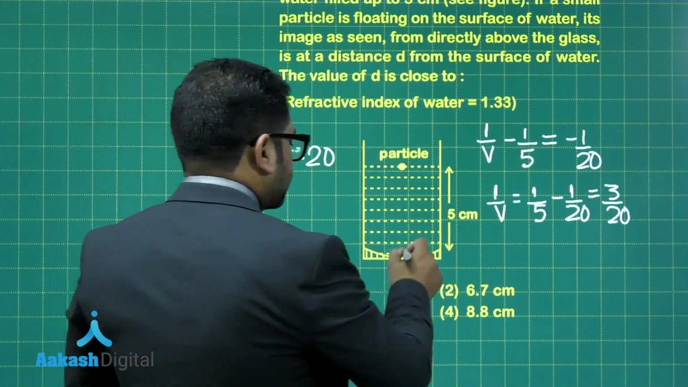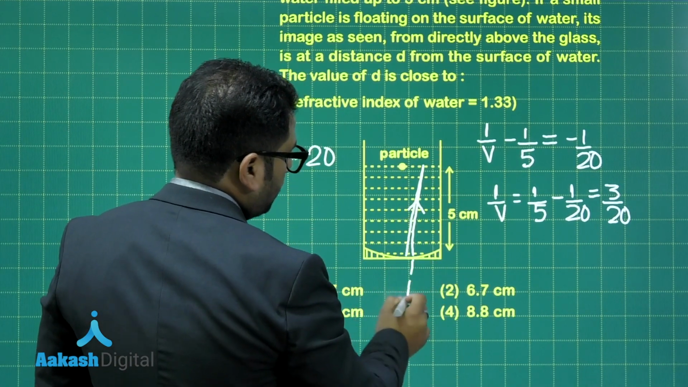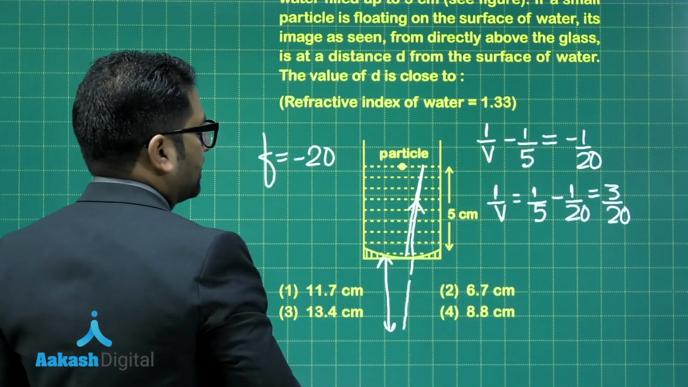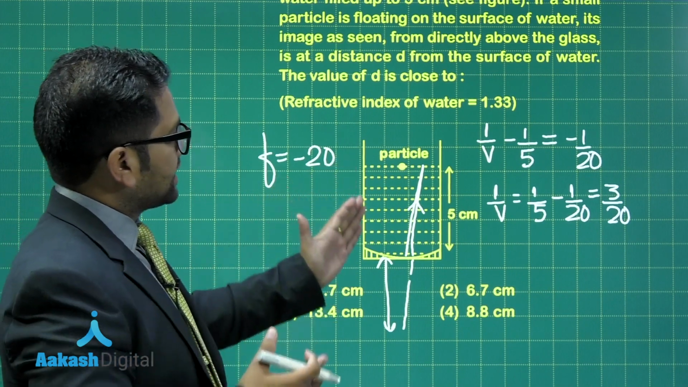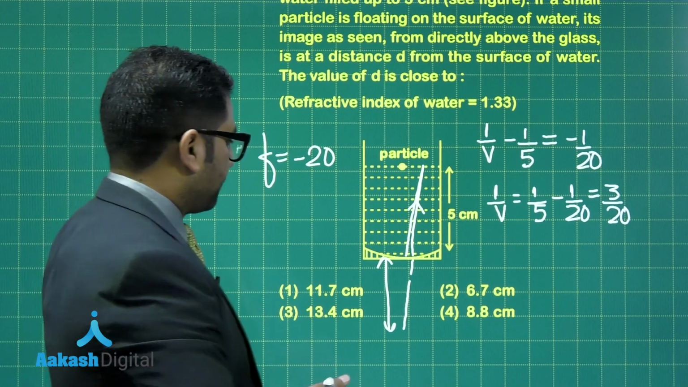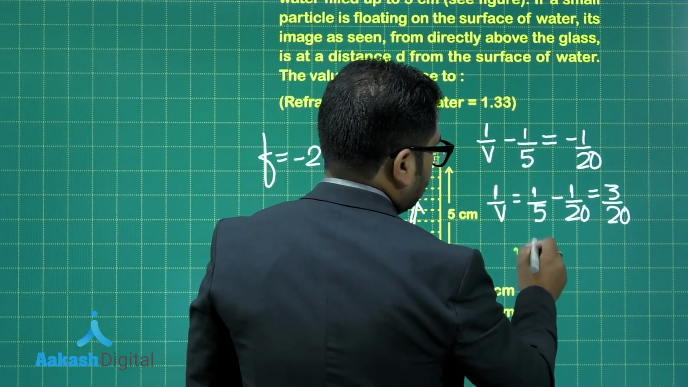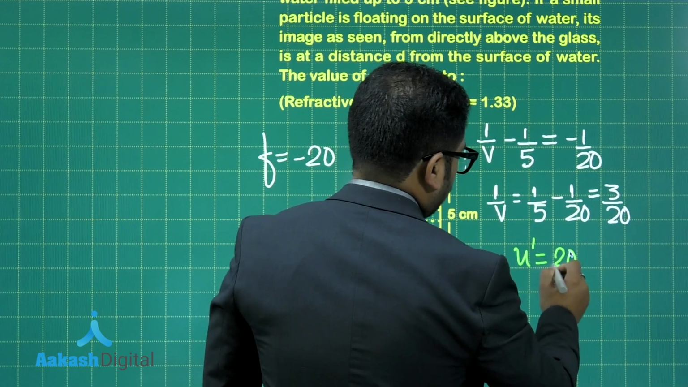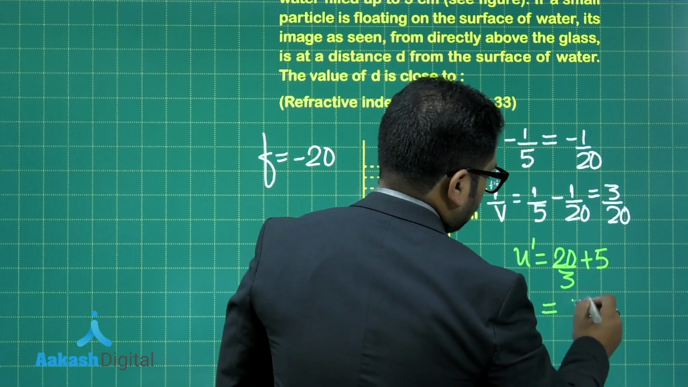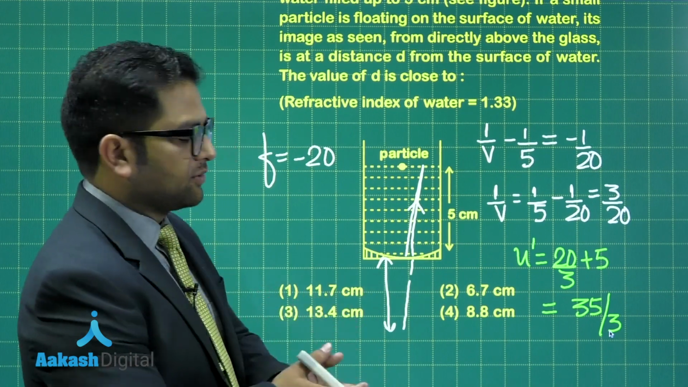Now when that light gets reflected, it appears to come from the distance, and that distance is 20 by 3. So what would be the object distance for the refraction? That will be 20 by 3 plus 5. Now for the second situation, for this given case, the object distance, let me call it U dash, would be 20 by 3 plus 5, and that comes out to be 35 by 3, all right? So object distance is 35 by 3.